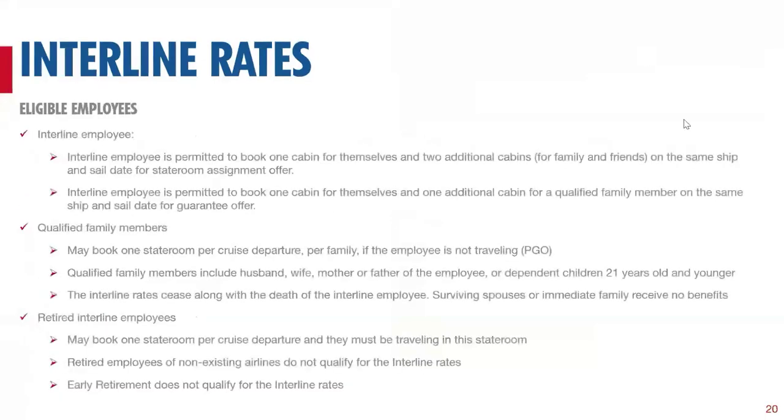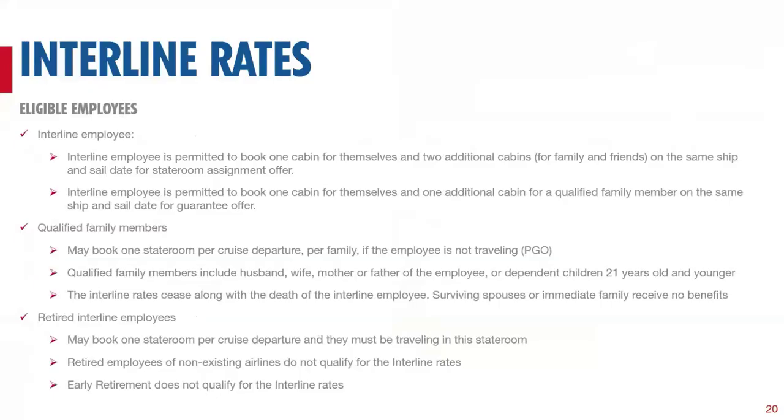I want to talk a little more about the eligible employees and who is qualified to go, because I think there's always a lot of questions here. So when we're talking interline and we're talking travel advisor sailing, or even airline employees or others that qualify, they're permitted to book one room for themselves and 2 additional rooms on the same fare for friends and family, as long as everyone is on the same ship and sail date. This is for the stateroom assignment offer.